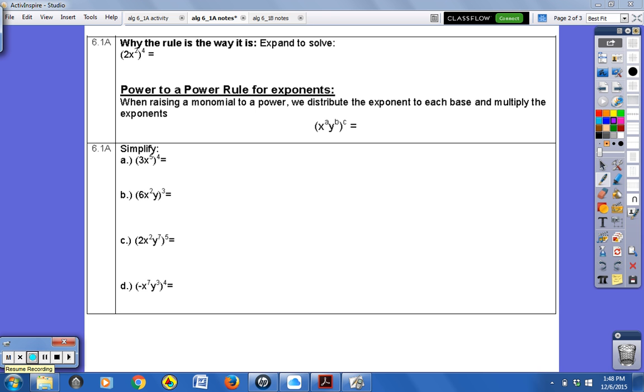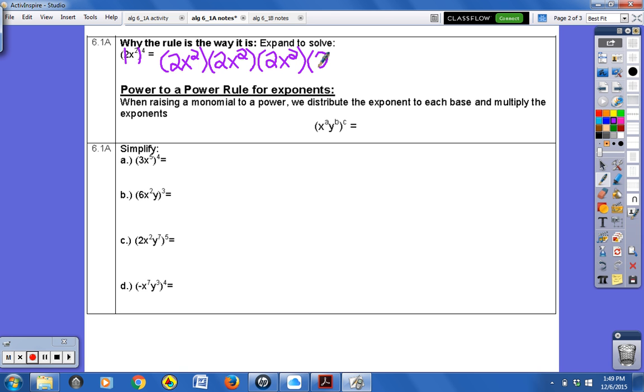Okay, so now we're moving on to our next rule. And our problem to help us figure out what that rule really is, is 2x to the second, and then that whole thing inside the parentheses is being raised to the fourth power. So that means that whole parentheses is being multiplied 4 times. So I'm going to go ahead and write that out. So 2x squared, and then times 2x squared, and then times 2x squared, and then times 2x squared. And you can even continue working this out, breaking it down, expanding it even more.